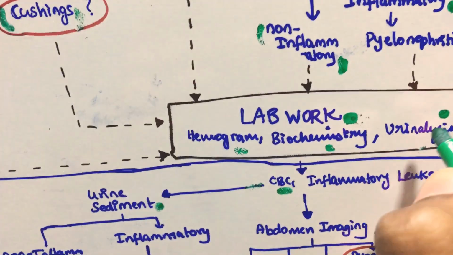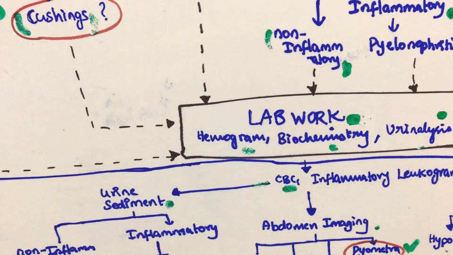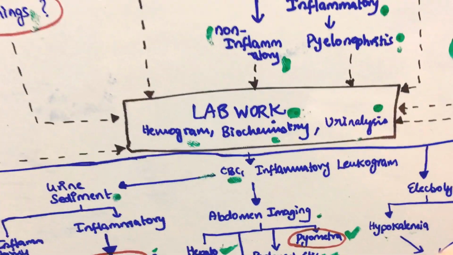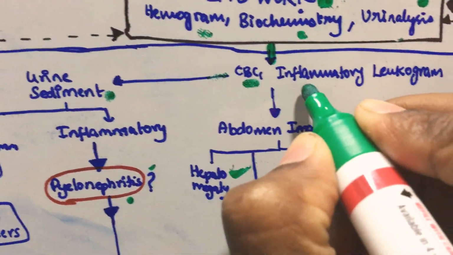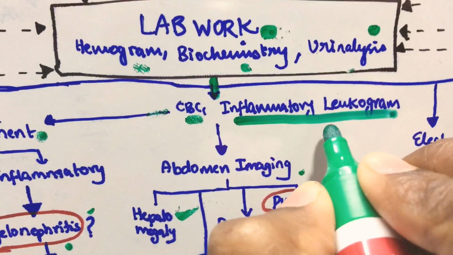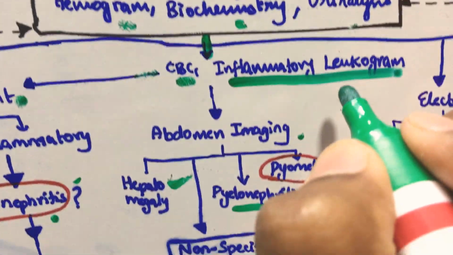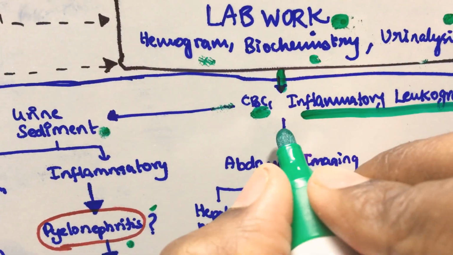Now from the lab work, let's see what are the different findings we will get and how to correlate that findings with the causes of PUPD. First thing, CBC. In CBC, if you see inflammatory leukogram with left shift, which means it is not normal, it is having some infection or inflammation going on. Okay, if you do that, two things you need to do.